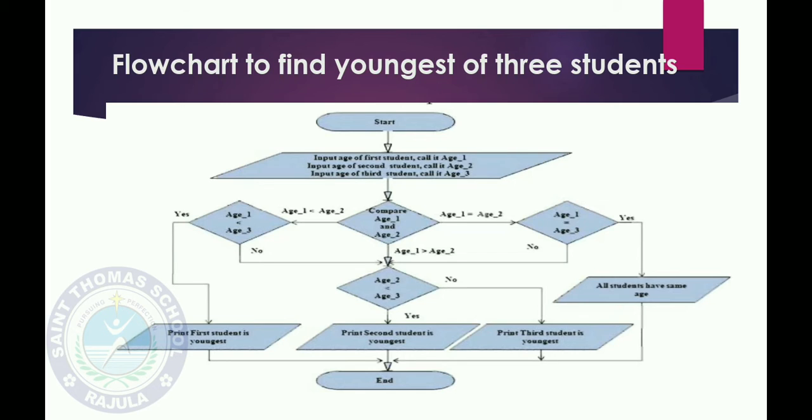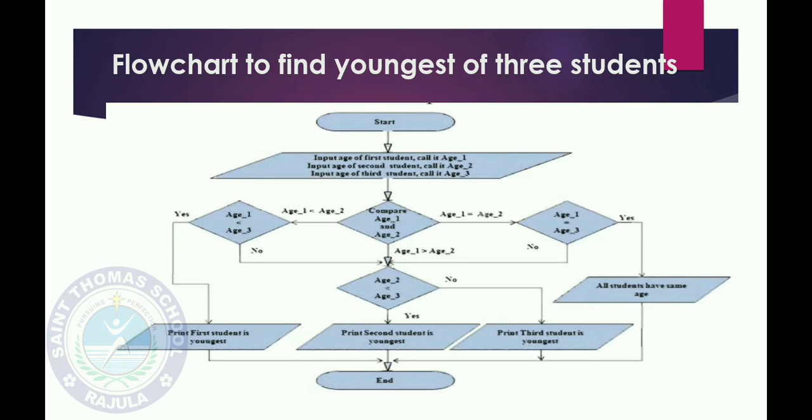If that condition is also true, meaning yes, then it will display the output "all students have the same age", and then your flow of control will go to the end. So here the program will be terminated. Now if they do not have the same age, then what? If the values are not the same, then otherwise we have to compare age 1 and age 2.